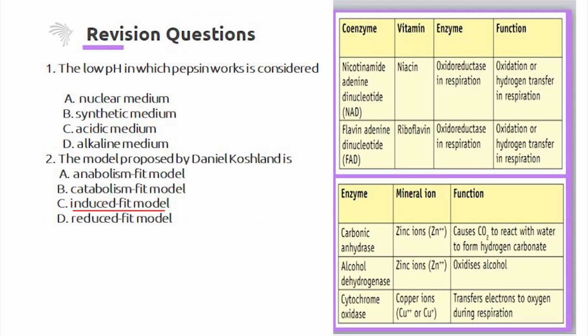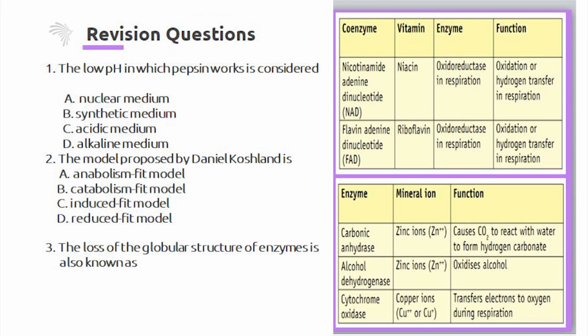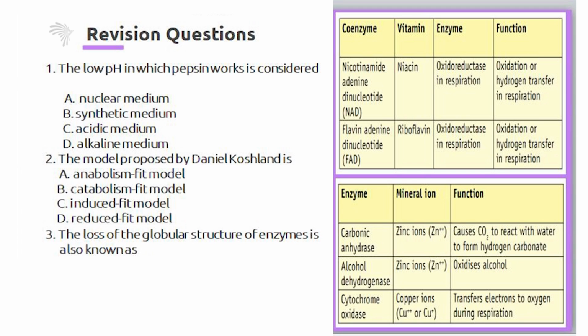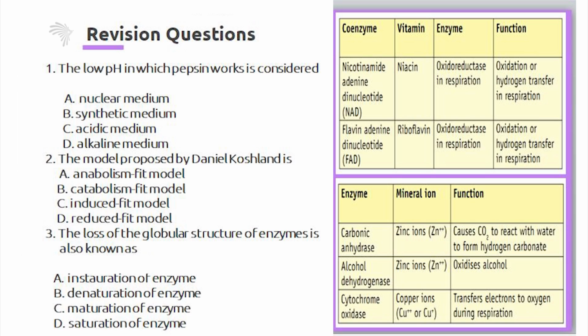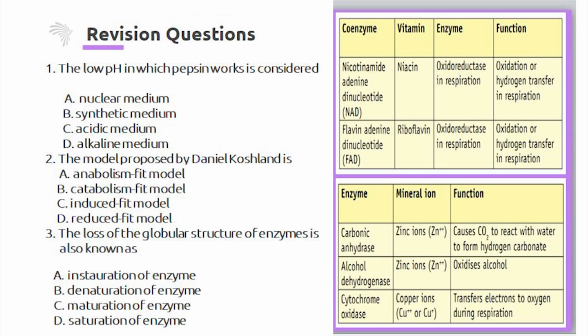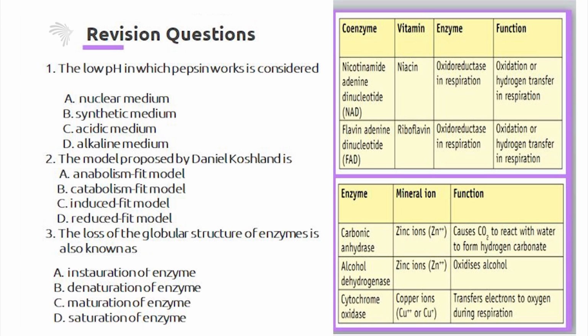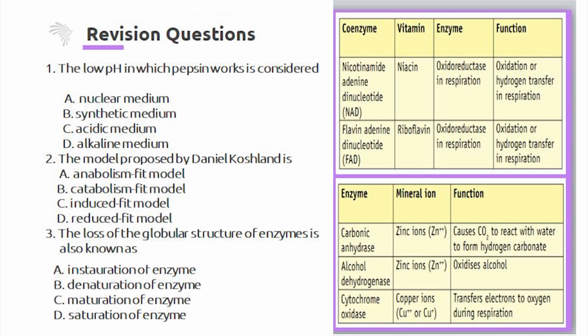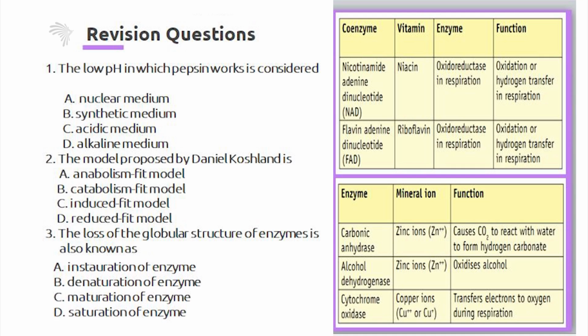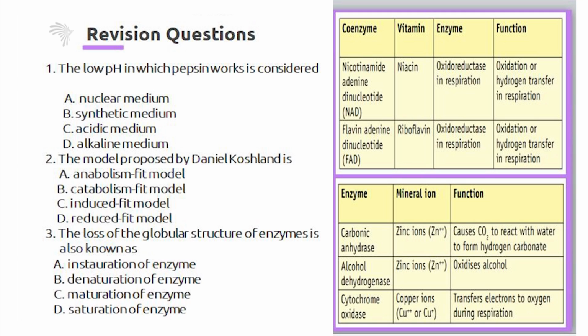Third question. The loss of the globular structure of an enzyme is also known as: A, unsaturation of enzyme; B, denaturation of enzyme; C, maturation of enzyme; D, saturation of enzyme. If your answer is B, denaturation of enzyme, you're correct.